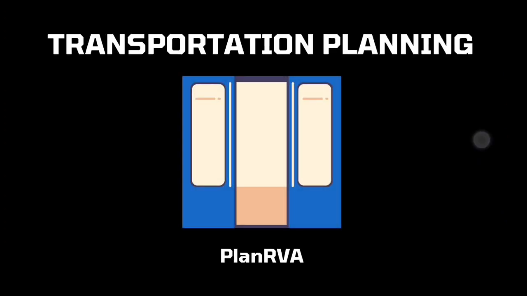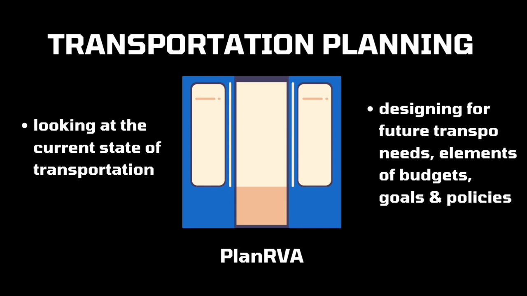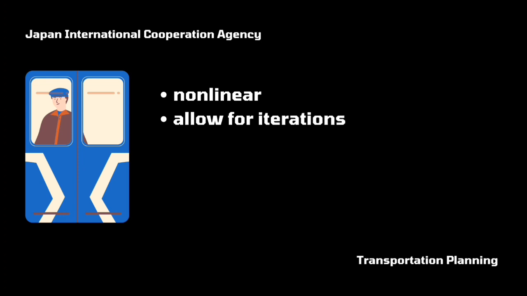According to Plan RVA, transportation planning is the process of looking at the current state of transportation in the region, designing for future transportation needs, and combining all of that with the elements of budgets, goals, and policies. In a report by Japan International Cooperation Agency, or JICA, they define transportation planning as a nonlinear process. It should allow for iterations, should be user needs-based, and should be adaptive.